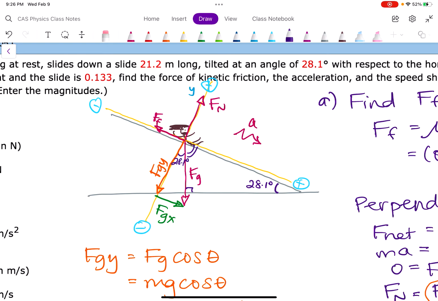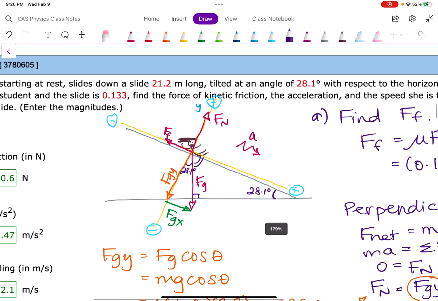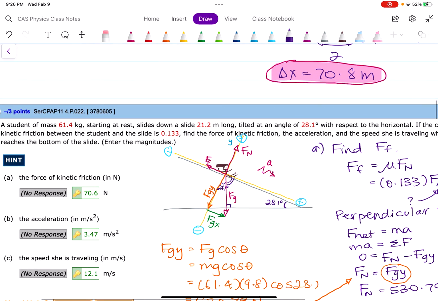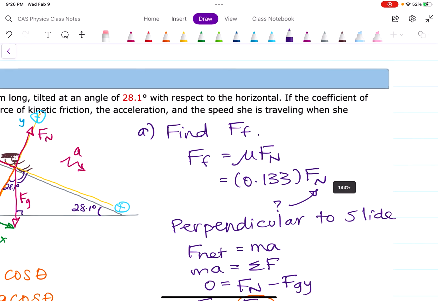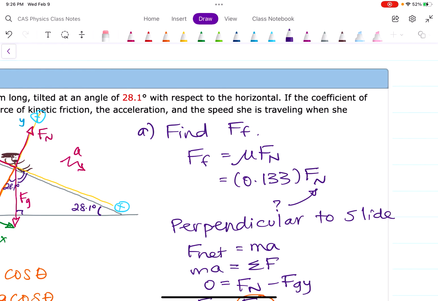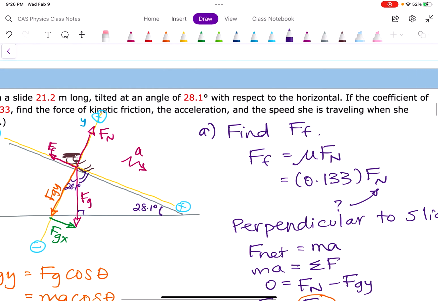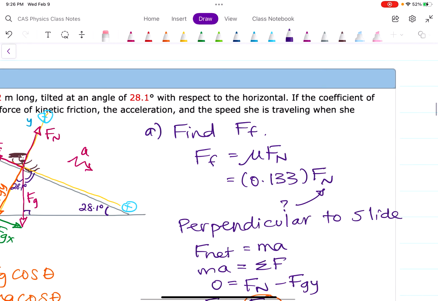Once we've got our diagram set up, the first question asks us to find the force of kinetic friction. Kinetic friction has an equation, FF equals mu Fn. We know mu, but we don't know Fn. So how do we figure out Fn? Well, we look at our diagram. Fn is a force that acts perpendicular to the plane, so I'm only going to look at the perpendicular dimension.